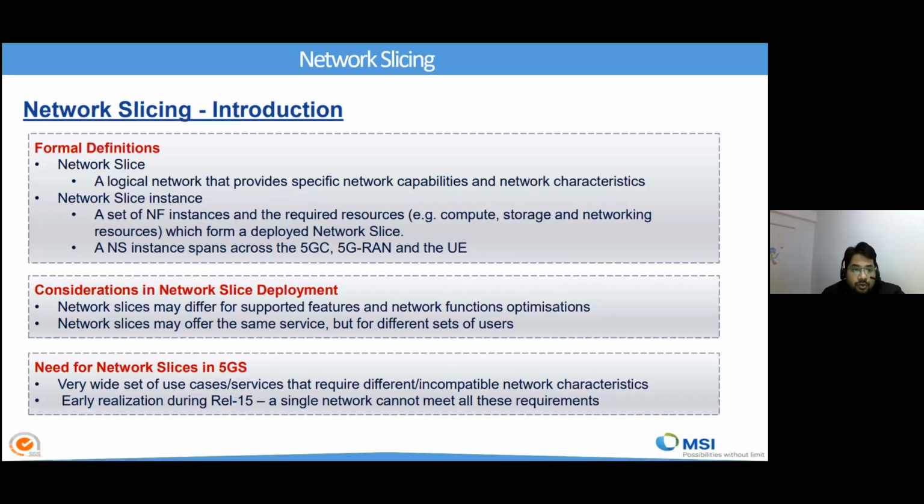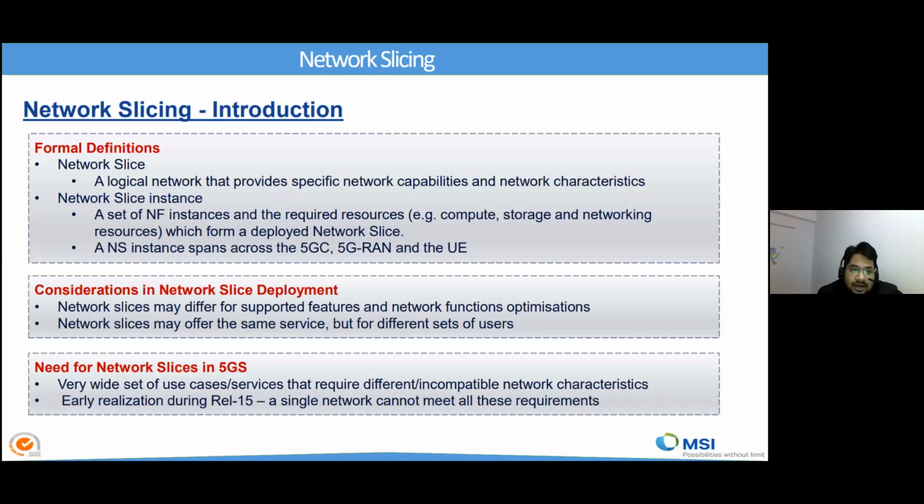So what is network slicing? Network slicing is basically a logical network that provides the kind of network capabilities and the network characteristics which we are able to get from the traditional network or from the 5G network itself.